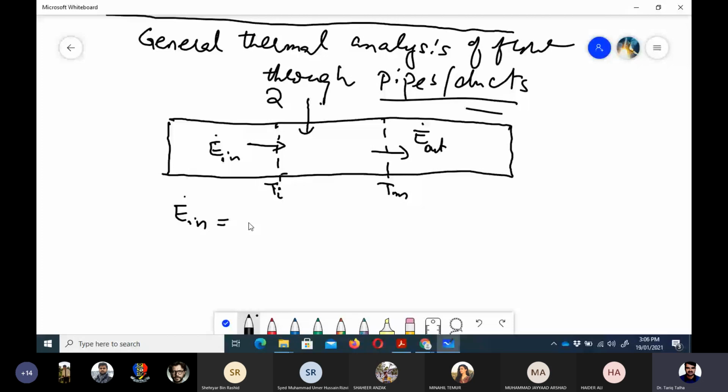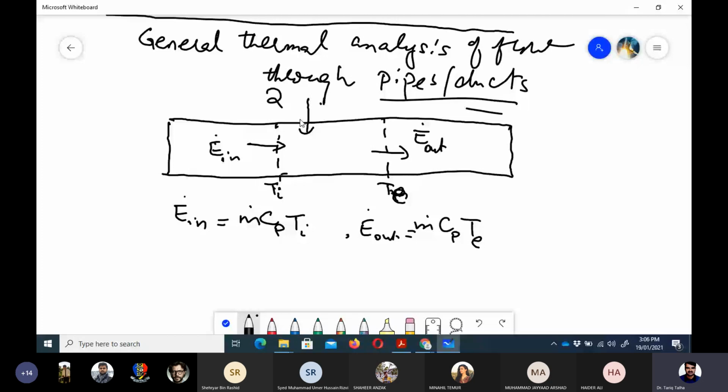If I know the mass flow rate of the fluid flowing through the pipe, then E dot in would be m dot Cp Ti, okay, and then E dot out would be equal to m dot Cp Te, if the temperature here is Te, not Tm. So the heat which is coming here is by convection, okay. So what would be the value?